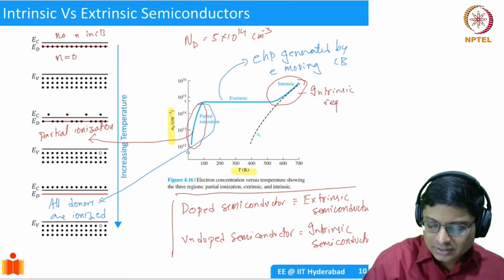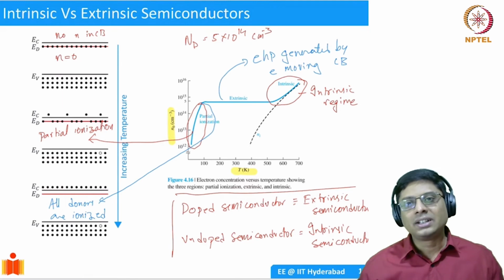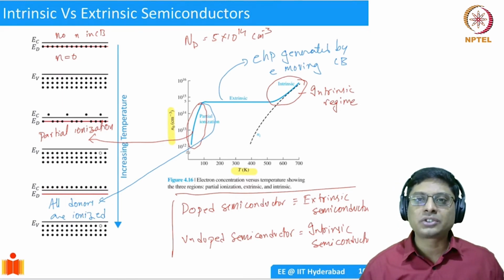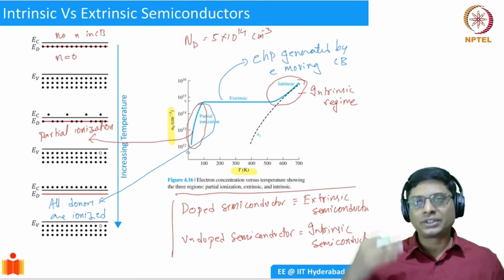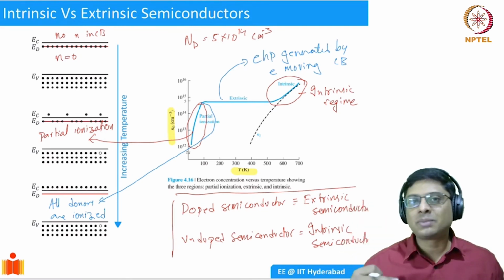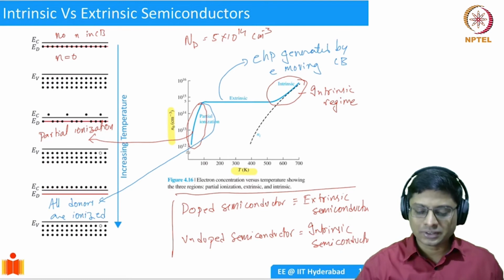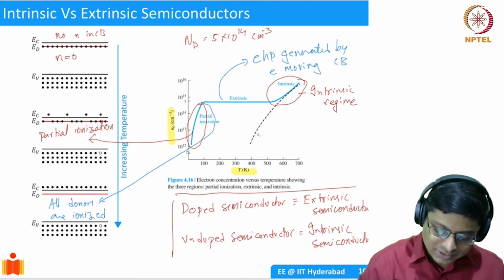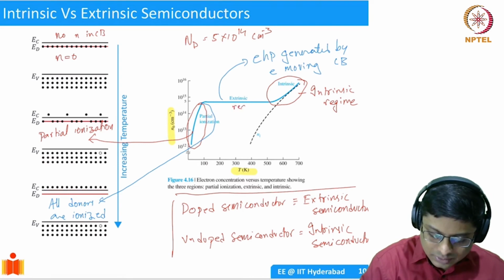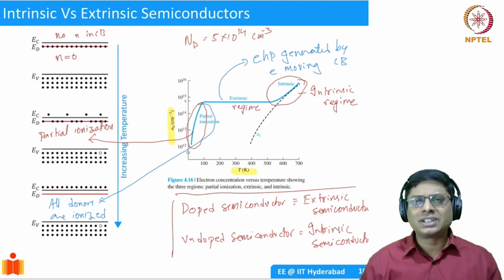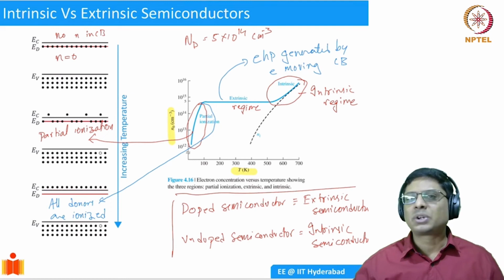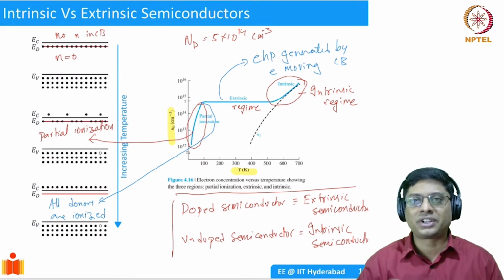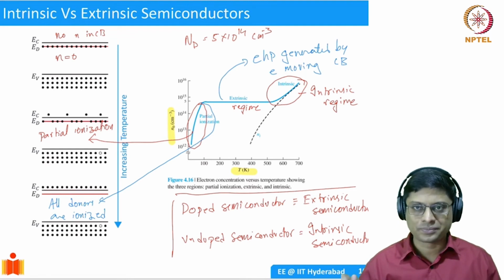Intrinsic regime. The reason it is the intrinsic regime is that the increase in the carrier concentration is dominated by the excitation of electrons from the valence band into the conduction band. So this is the intrinsic regime. And at intermediate temperatures, this is the extrinsic regime, because essentially the carrier concentration is flat because all the donors are ionized. There's nothing more to ionize, so the carrier concentration doesn't change with temperature.